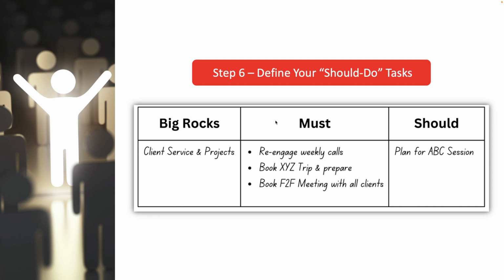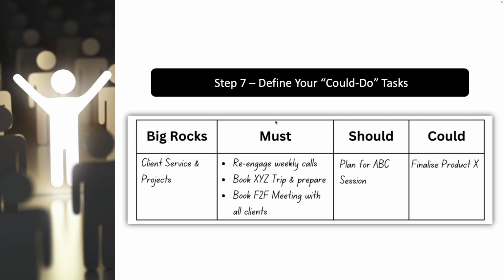But that doesn't mean we leave stuff out, because the next thing is to think about your should-dos, right? So what are the should-dos? These are the tasks that you know you need to do at some point, but they're not must-dos. They are not mission critical for this week. So put in some shoulds, because they're good. So if I've got some time left over, I could plan for a certain session with a client, and then lastly some coulds. Right? If I've really got some time spare, I've done all my musts and my shoulds, I can actually work on a could, which could be to finalize product X. Okay, so that's step 7, really quite simple.